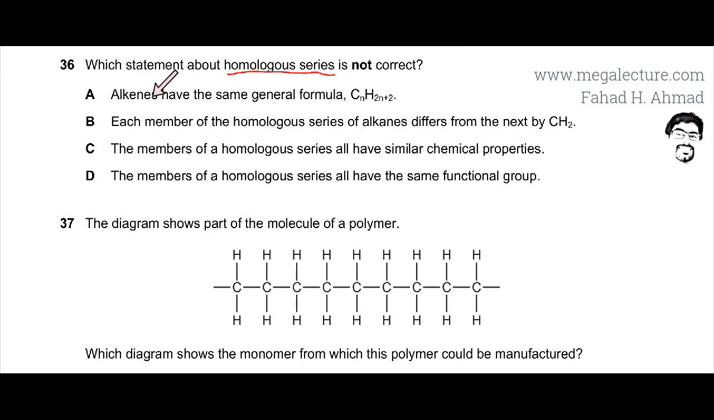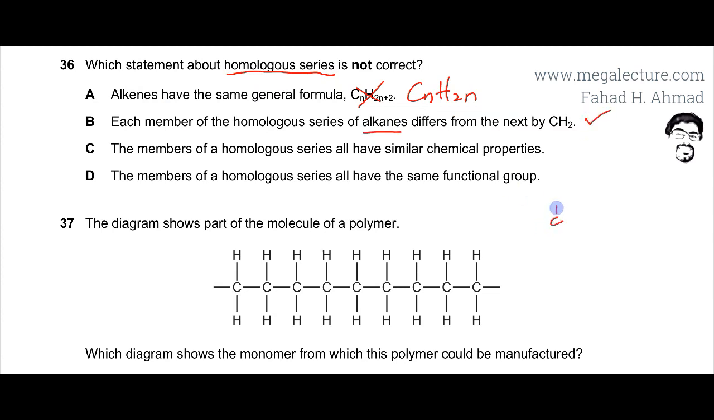So the first one: alkenes have the same general formula CnH2n+2. This one is incorrect. The general formula of alkenes is CnH2n. That is the general formula of alkenes. Next one is that each member of the homologous series of alkanes differs from the next by CH2. This is correct, and he's talking about alkanes.